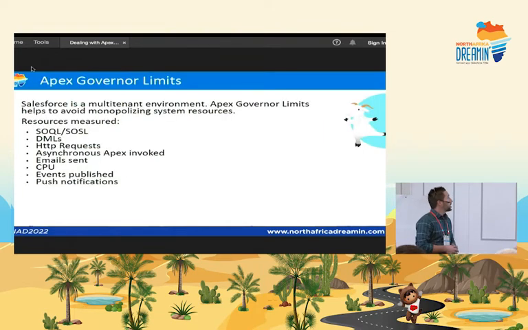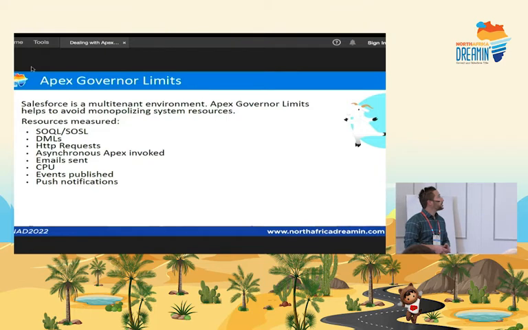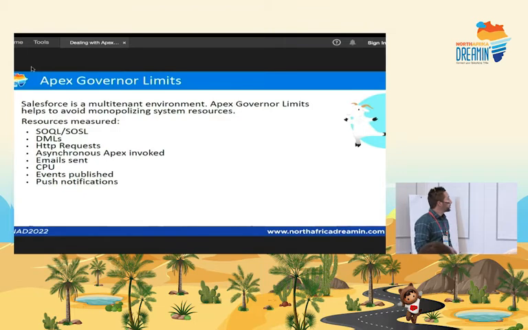Next slide. Now let's do a quick recap about Apex governor limits. As you know, Salesforce is a multi-tenant environment. Apex governor limits help to avoid monopolizing system resources and share the same resources among different customers. This allows the different customers to trust Salesforce and their environments, which will always be available for the business processes. The resources measured by Apex governor limits are SOQL, SOSL, DMLs, HTTP requests, synchronous Apex invoked, emails sent, CPU, events published, and push notifications.